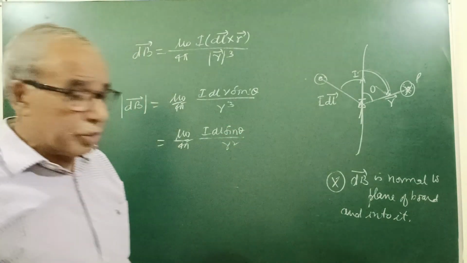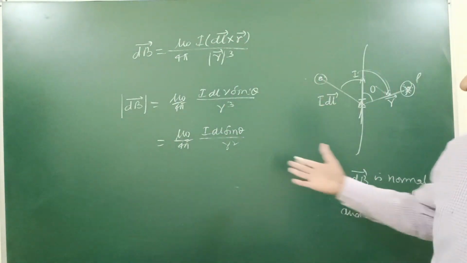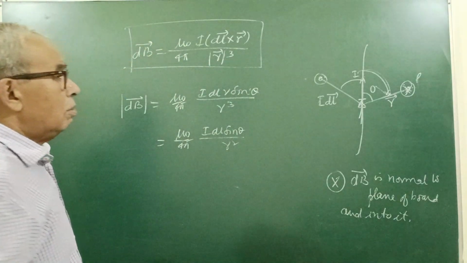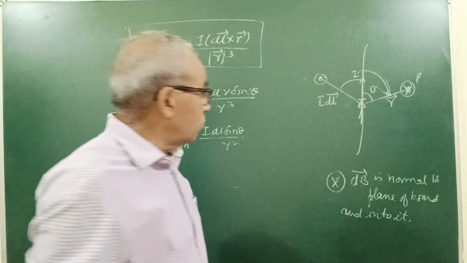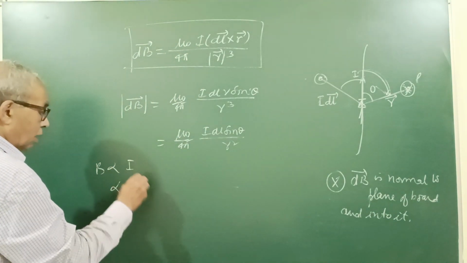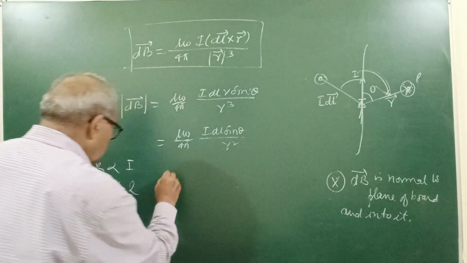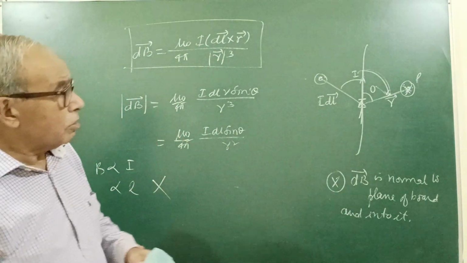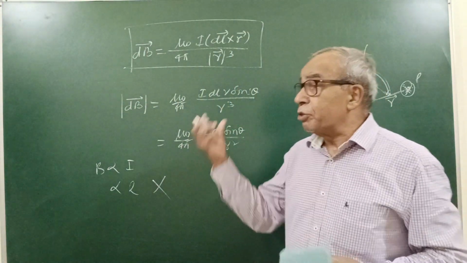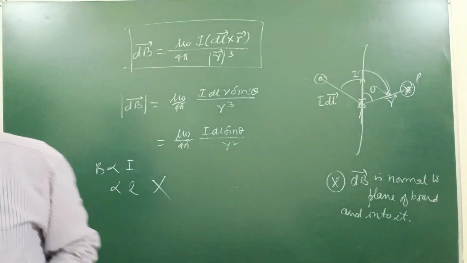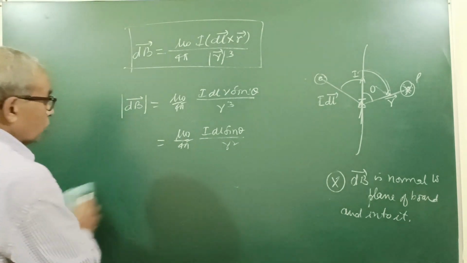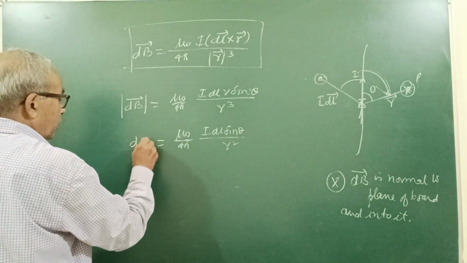Actually, many authors don't present vector dB this way, and even many teachers I have seen don't do this. They write B proportional to I, B proportional to L. L is the whole length, which is totally wrong. The Biot-Savart law gives the magnetic field due to a small length of current carrying conductor, not the whole length. I think you have got my point. So the magnitude is this, right? dB magnitude.